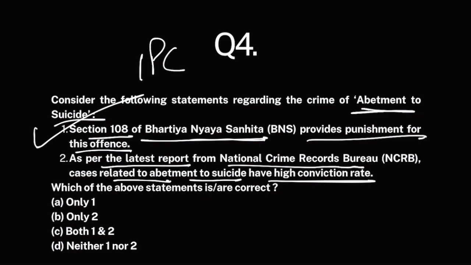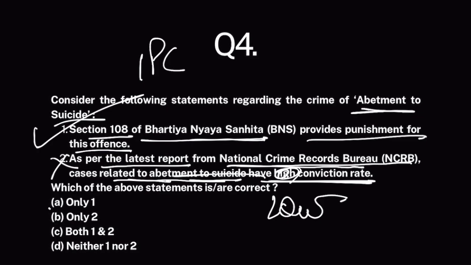In fact, as per National Crime Records Bureau data, cases related to abetment to suicide have high conviction rate. No, they have low conviction rate. That means a person on whom the allegation of abetment to suicide is there, that person is not found guilty most of the times. That means there are so many frivolous cases going on. It has low conviction rate. So this is false. Only one A.